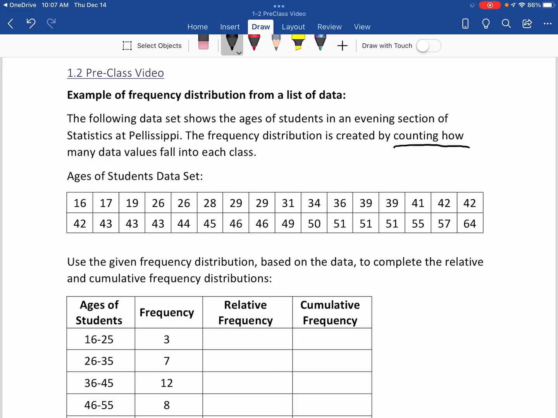And by equal size, you don't mean they have the same number of people in them. You mean it's the same interval width. Yes, the same interval width.